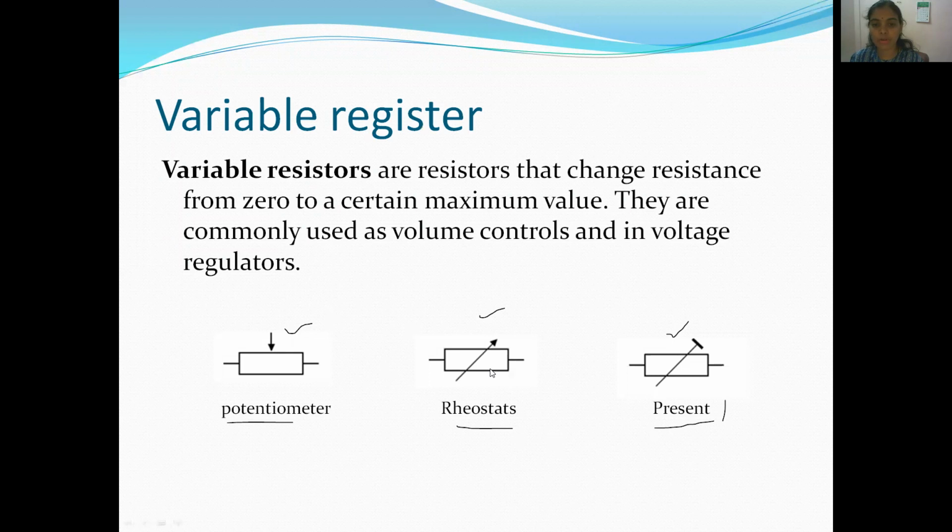See, these are the symbols of variable resistor. Variable resistors are of three types: potentiometer, rheostat, and preset. This is the standard symbol.